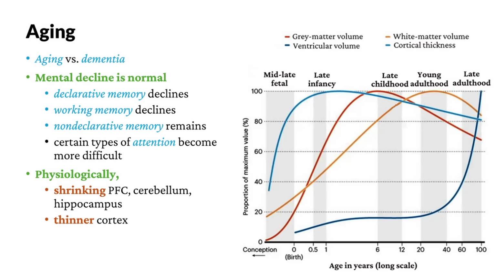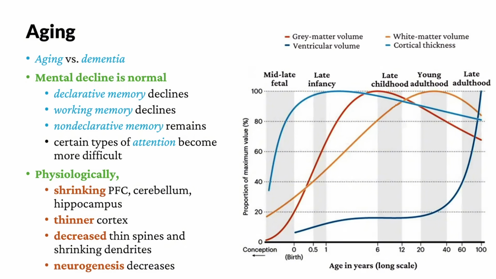There is also a thinner cerebral cortex, as well as decreased thin spines and shrinking dendrites. Thin spines are a kind of dendritic spine that are extremely plastic. These spines help with neuroplasticity a lot. The decreased number of thin spines means that the neuroplasticity has decreased. There is also a decrease in neurogenesis in the few areas that still have neurogenesis.